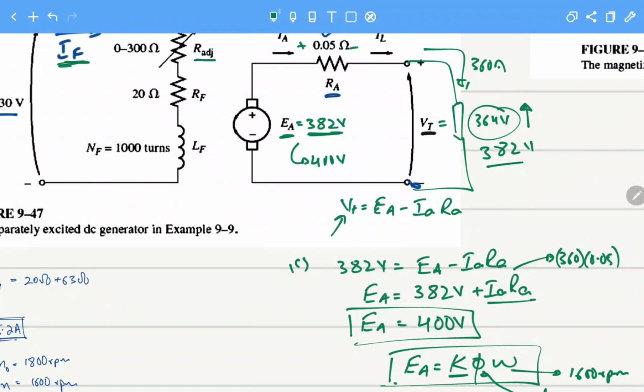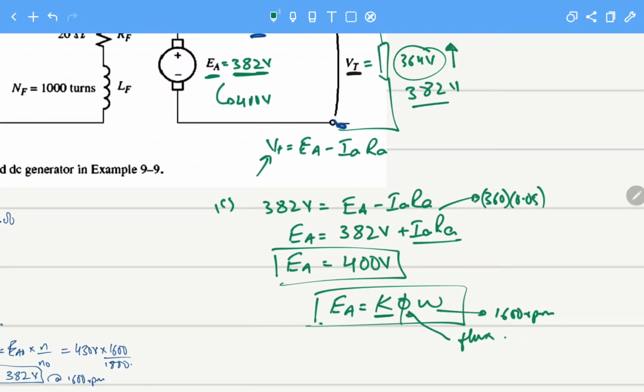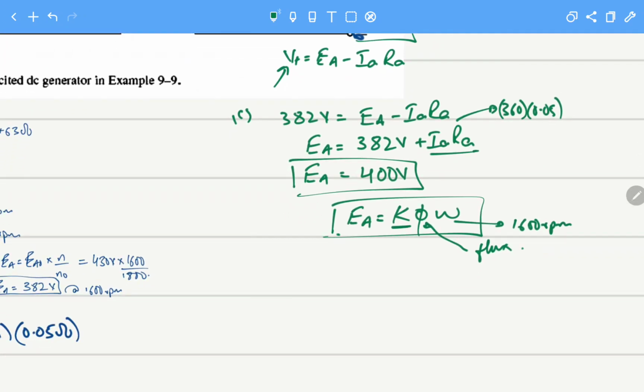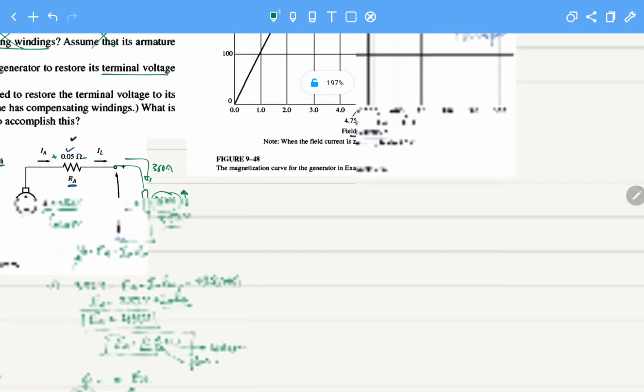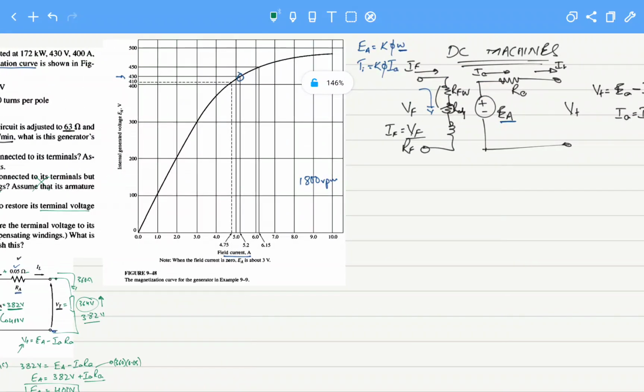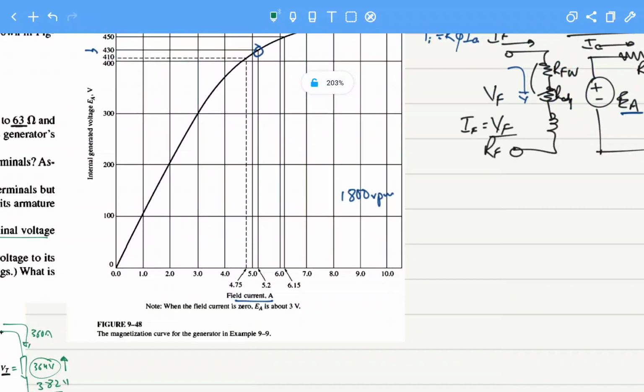How can I change IF? By adjusting the R adjustment resistor. If I can change the flux, I can raise EA. And so the next question is, how do I know the relation of flux with EA? That is actually the relation of IF with EA, known as the magnetization curve. So we have a magnetization curve. Here we have IF, and here we have the internally generated voltage.